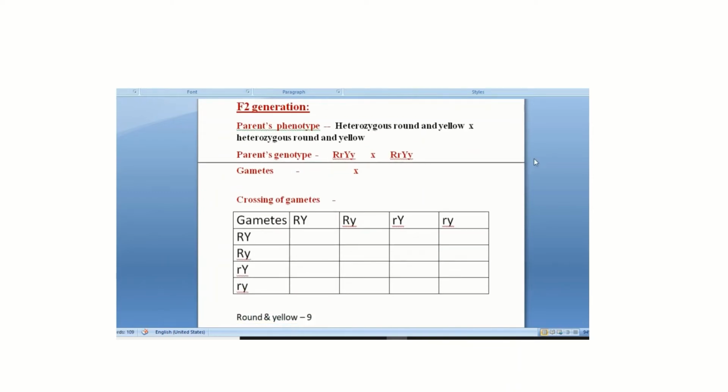Now the same F1 progeny will be the parents for F2. So we have heterozygous round and yellow self-pollinated with heterozygous round and yellow. This is what we got in the F1 generation: capital R, small r, capital Y, small y. Similarly, capital R, small r, capital Y, small y. Now we need to form the gametes for this. Whenever we are forming the gametes, as I told you, they will try to take up all the possible combinations that are possible. So here we have 4 possible combinations.